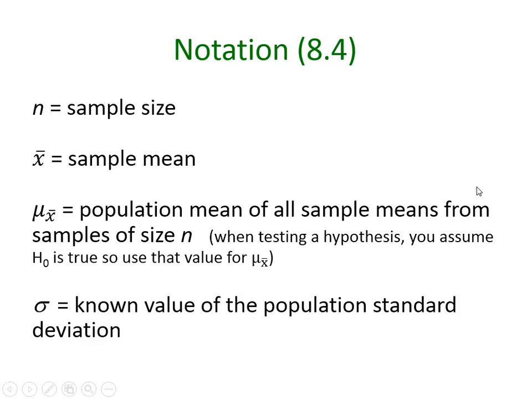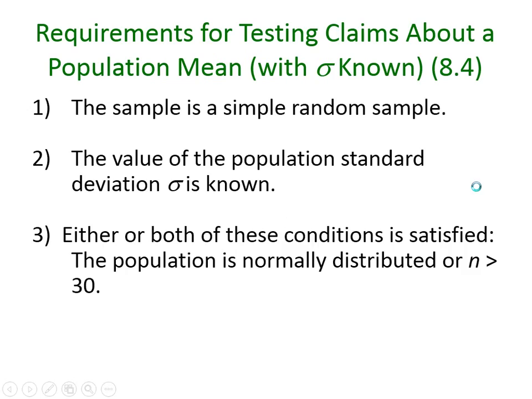Also, the standard deviation has to be known, so sigma is the known value of your population standard deviation. When we talked about the central limit theorem, we had these requirements, and so these still show up. The requirements for testing claims about a population mean when you know the population standard deviation: the sample has to be a simple random sample. That is almost a blanket statement for almost anything you're doing in statistics, that you first have a good simple random sample. The value of the population standard deviation, sigma, is known.